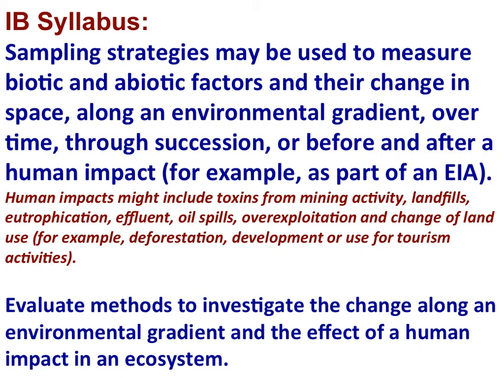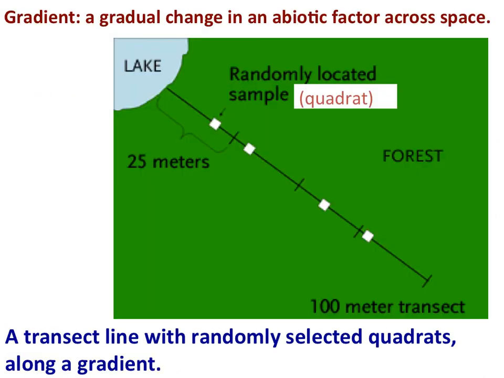You need to be able to evaluate methods to investigate the change along an environmental gradient and the effect of a human impact in an ecosystem. This next section of the movie is about gradients and how to measure factors, biotic and abiotic, along the gradient. A gradient is a gradual change in an abiotic factor across space.